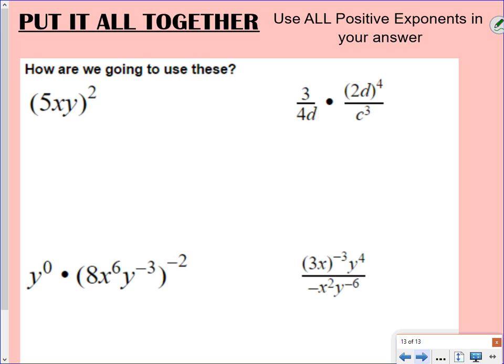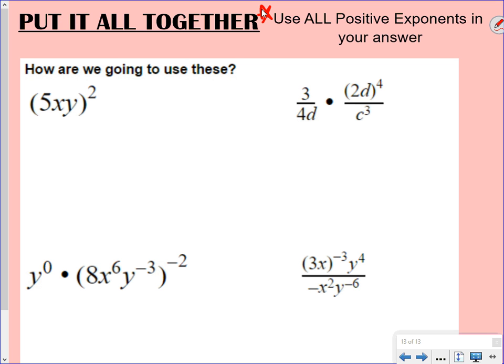All right, last piece is to put it all together. How are we going to use this? We're going to use these rules to help us simplify exponential expressions, expressions with exponents. Your answers must use all positive exponents. So if you have a negative exponent, you need to change it into a positive exponent.